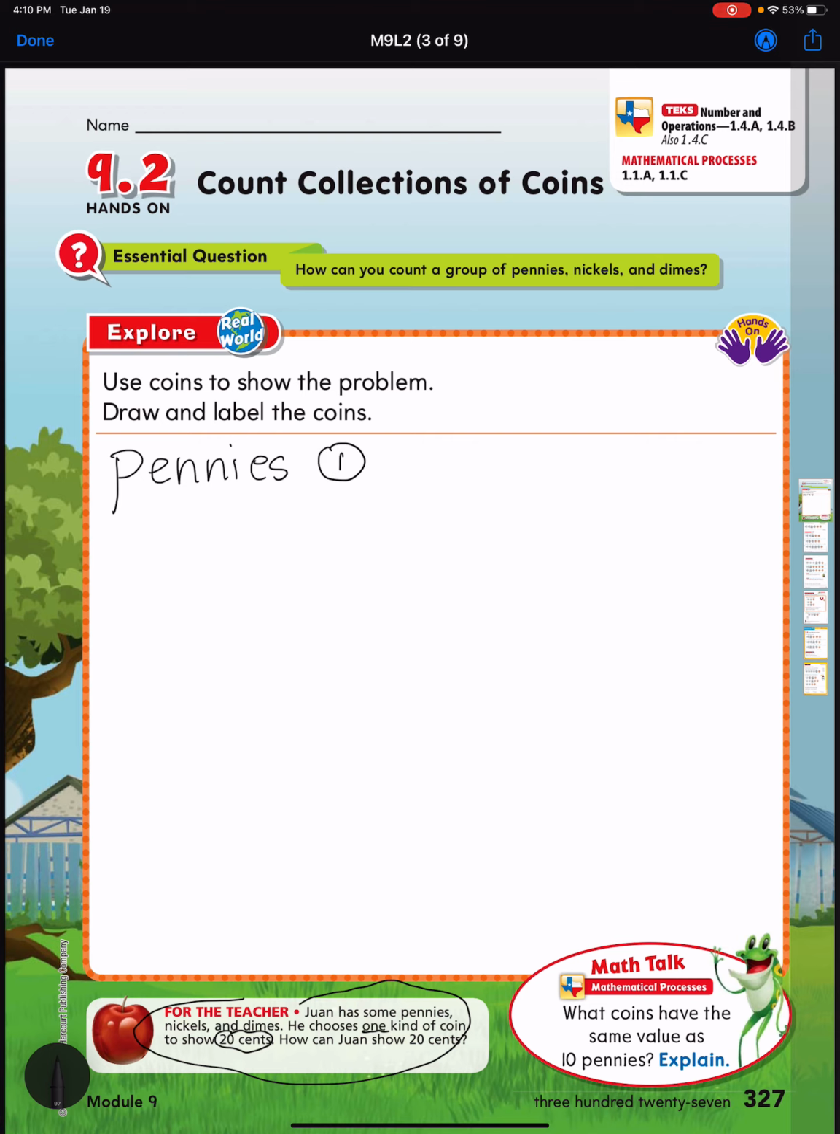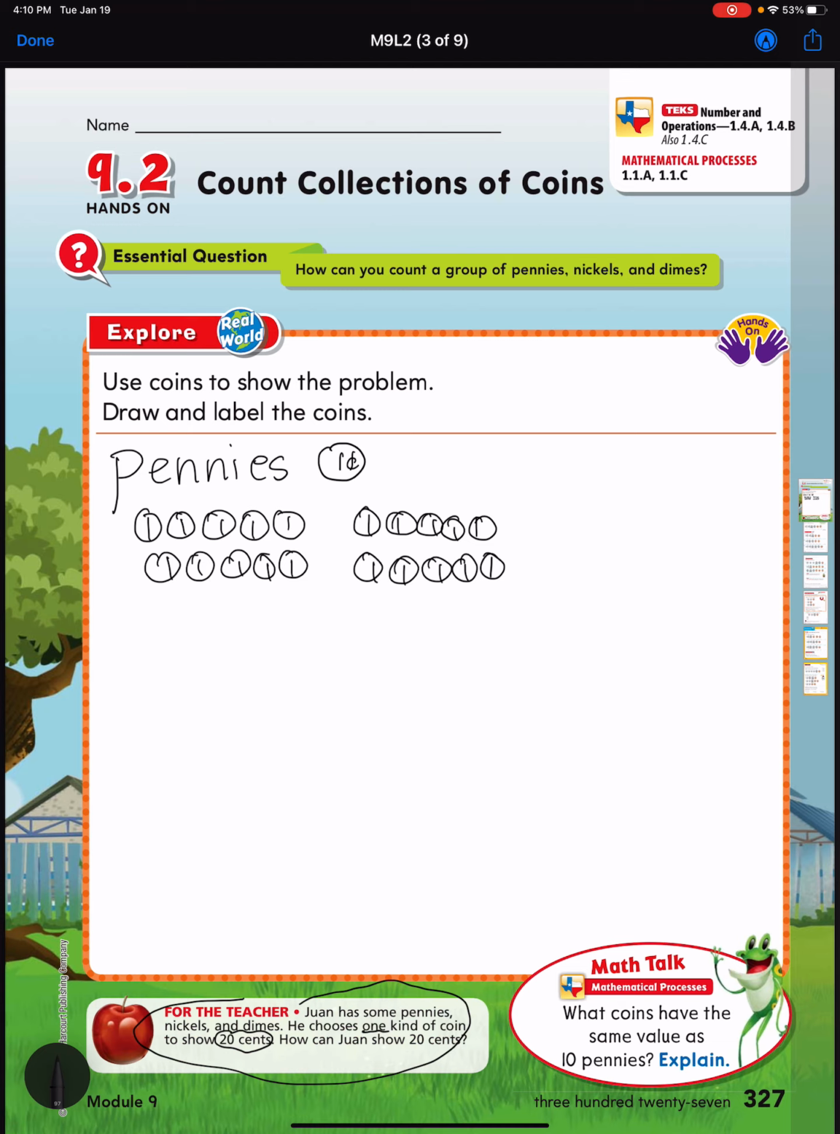I know a penny is worth 1 cent. To show 20 cents, I'd have to have 20 pennies. So I could draw 20 pennies. There's 10, there's 15, and there's 20. So I could draw 20 pennies to represent 20 cents. Remember, he's only choosing one kind of coin.